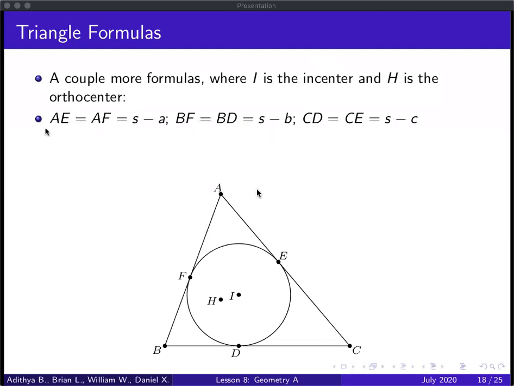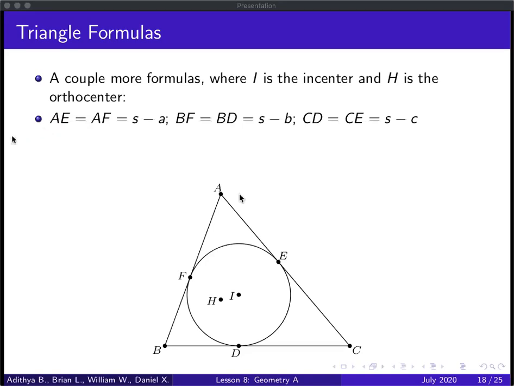The way you can prove this is you note that AE equals AF by equal tangents. So now you have exactly 3 variables, AE, BF, and CD, say, X, Y, and Z. And then you know that X plus Y is AB, Y plus Z is BC, and Z plus X is CA. So you can solve for them.